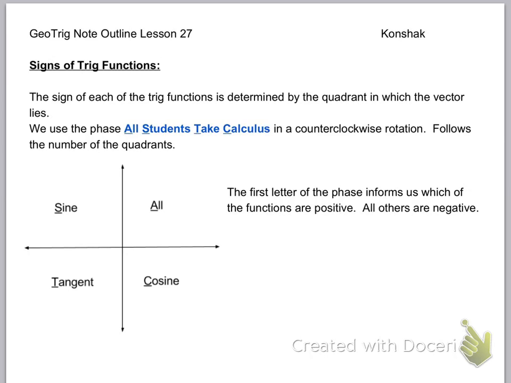But when I move to a different quadrant, all of a sudden X becomes negative in the second and third quadrant. Y's are negative in the third and the fourth quadrant. So we came up with this nice little phrase, all students take calculus, and we go in that counterclockwise rotation, the same thing that we're numbering quadrants. The first letter of all students take calculus informs us of which of the three trig functions that you guys know are positive. All of them are positive in the first quadrant. Sine's positive in the second. Tangent's positive in the third. And cosine is positive in the fourth.